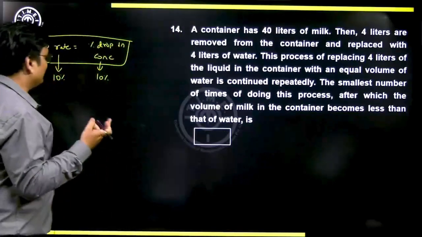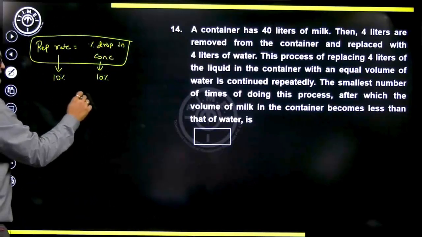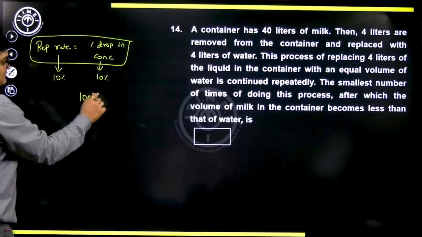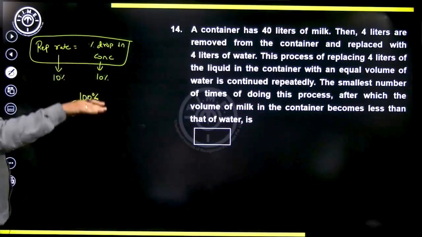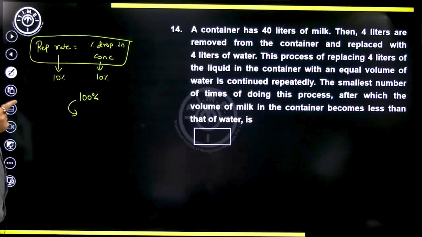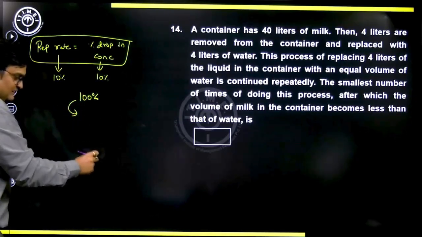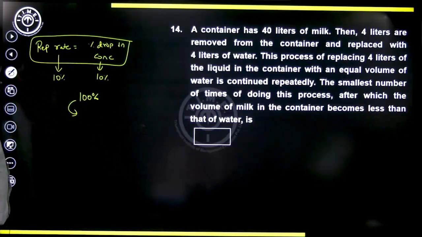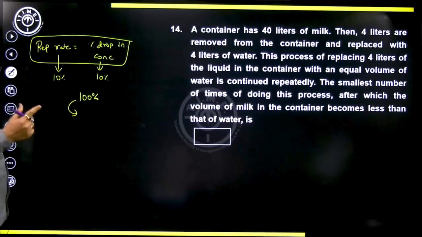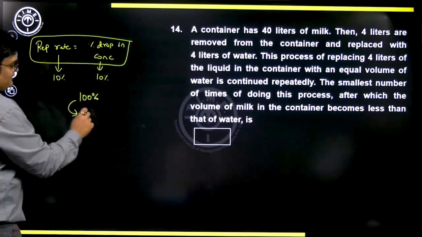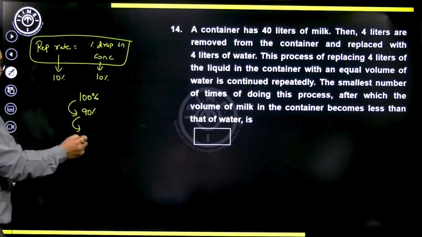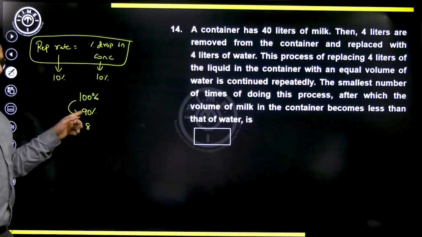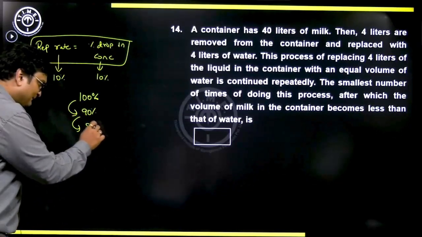So let's try to do it manually. Initially it was milk, 100% milk. After one iteration, what will happen? There will be a 10% drop. So I want to check when this percentage falls below 50. The first time it does, that is my answer. So many iterations will be required. One time it will become 10% less, 90%. Second time this will become 10% less. What is 10% of 90? 9. It will drop by 9.